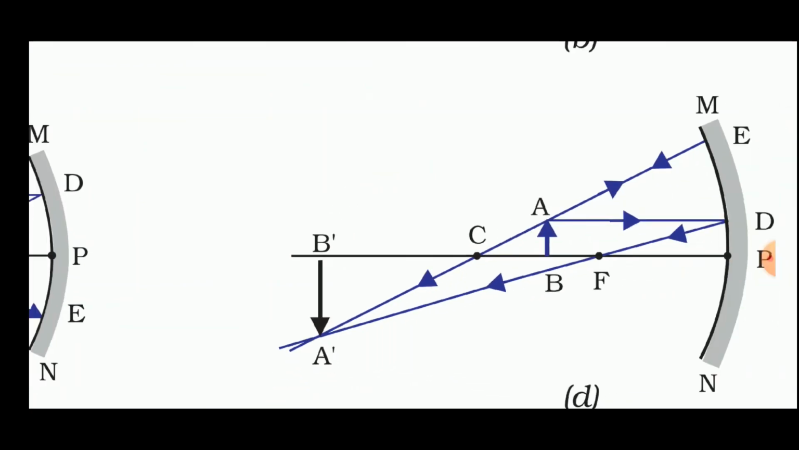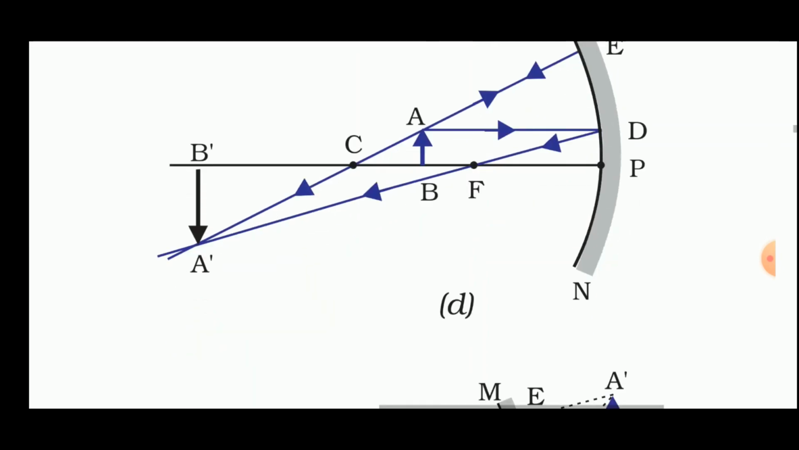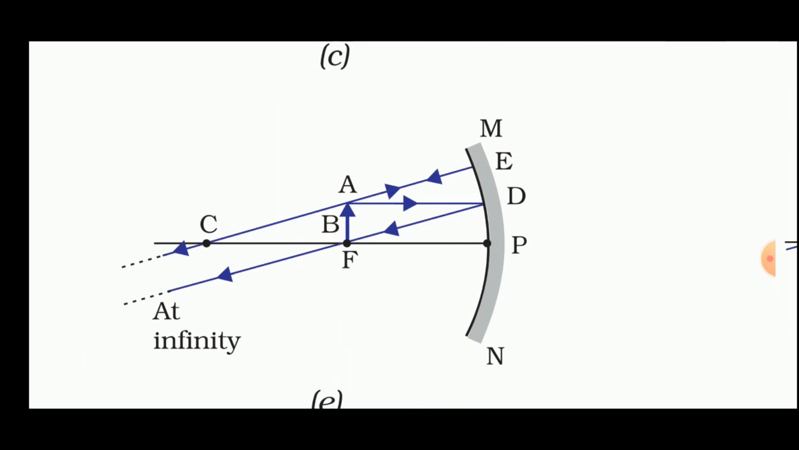Then fourth, we will see if the object is between the center of curvature and the principal focus. What we see here is the ray of light parallel to the principal axis. After reflection, it passes through the focus and comes to this point. Then the second ray of light is passing through the center of curvature. The reflected ray also passes through the center of curvature, and it meets at a point beyond the center of curvature. So what we observe is that when the object is between the center of curvature and the principal focus, the image is formed beyond the center of curvature. The nature of the image is again real. Is the image inverted or erect? It is inverted. The size of the image is bigger than that of the object. Now let us consider this position. If the object is at the principal focus, then the image is formed at infinity.